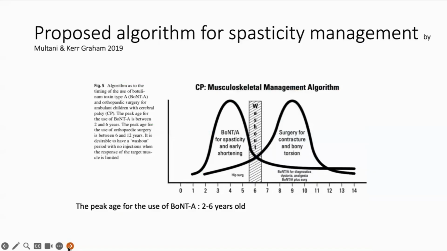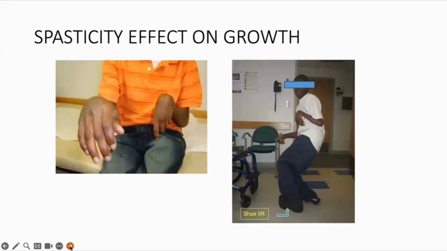Botulinum toxin is a much utilized tool of the spasticity landscape. The peak age for use of botulinum toxin A is between 2 and 6 years. The peak age for orthopedic surgery being instituted to address the contractures and bony torsion is between 6 and 12 years. When limited responses are noted to targeted spasticity management, a washout period is recommended prior to the surgical intervention. Next slide.